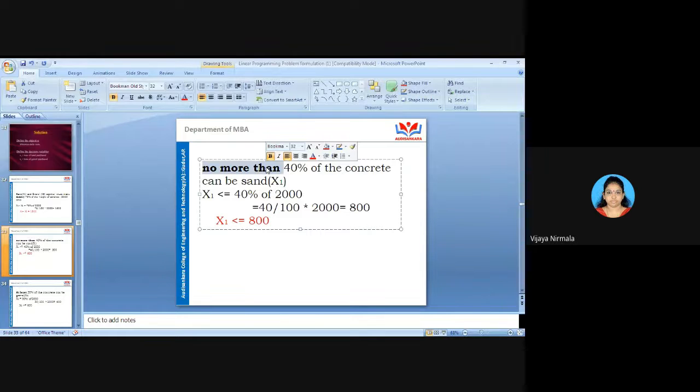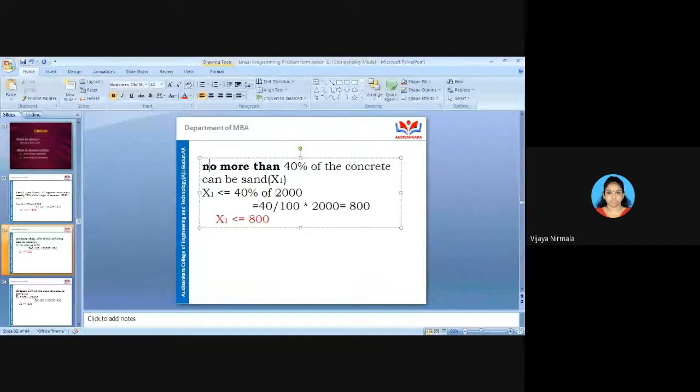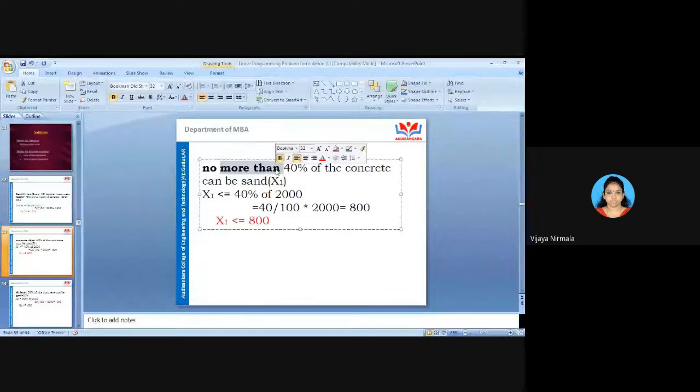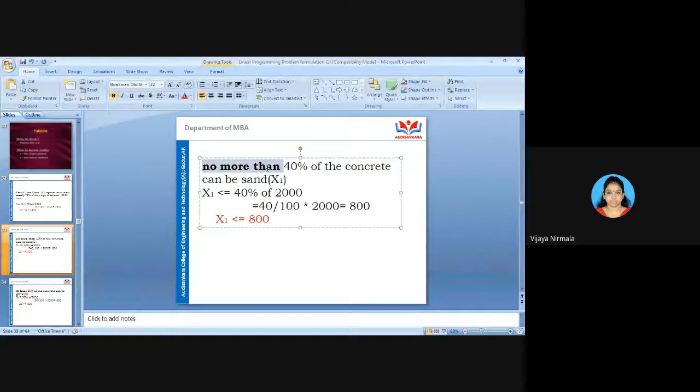Okay, to confuse you, they will ask you like that, but you don't get confused. You should be very attentive about where you have to use less than, where you have to use equal to, or where you have to use greater than. They phrase it in different ways. "No more than" means less than. "More than" means greater than. What are they telling here? No more than means it is less than.